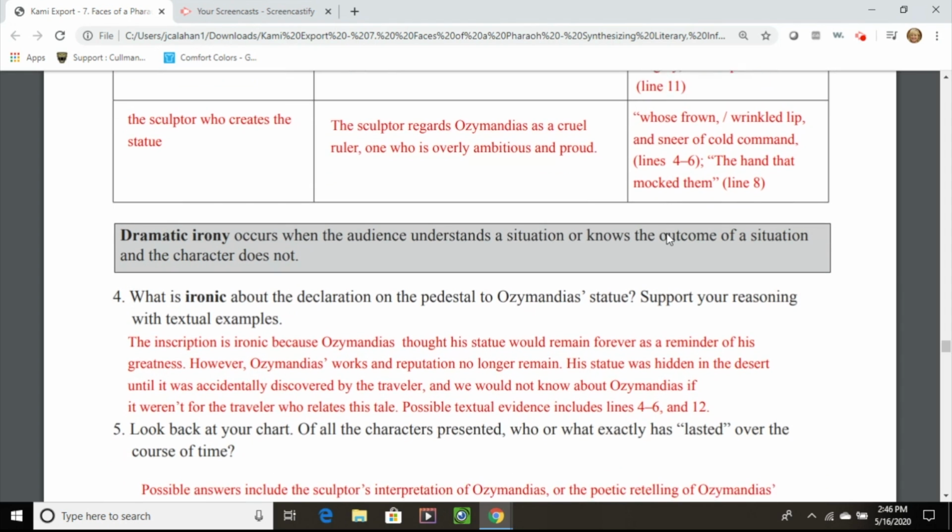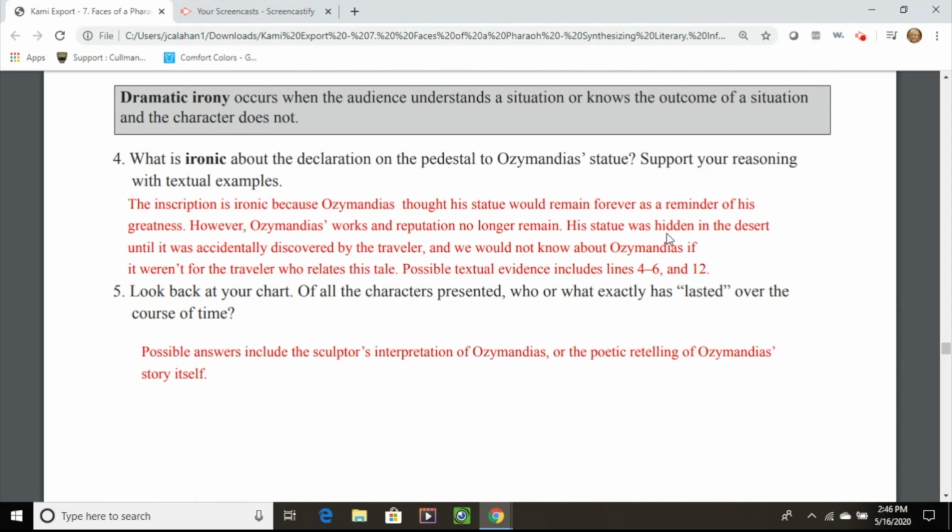At this point, we want the students to understand the irony inside the poem. And obviously what's ironic about the declaration on the pedestal is that his greatness didn't last. His works and his reputation were no longer there. No one would even know Ozymandias had the sculptor not created his work and the traveler hadn't chosen to share his experience.